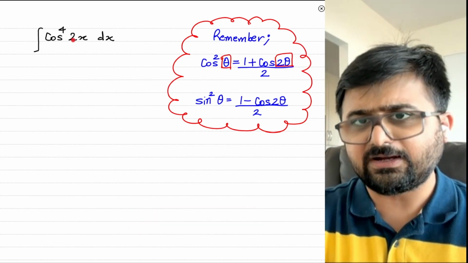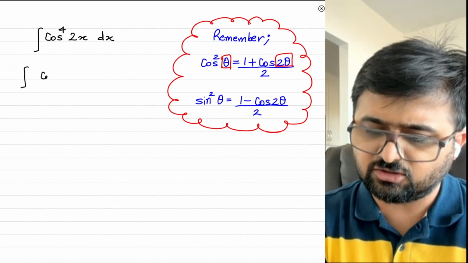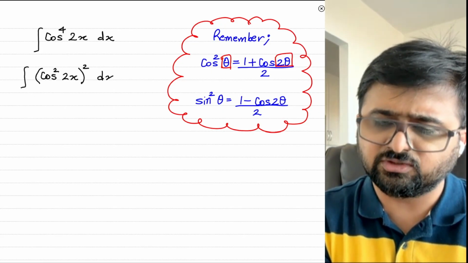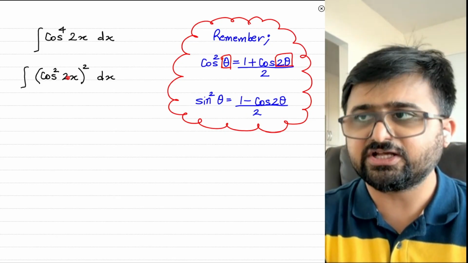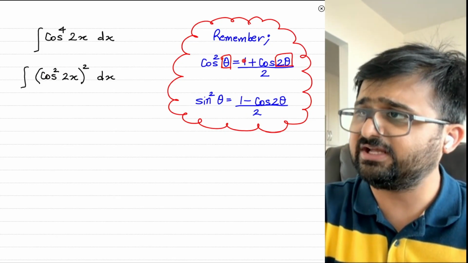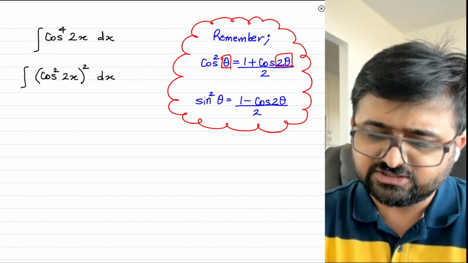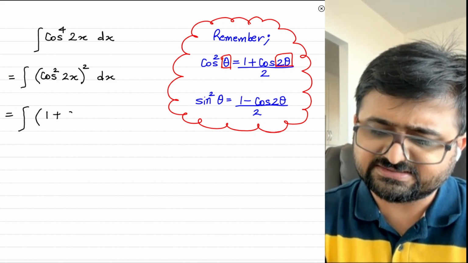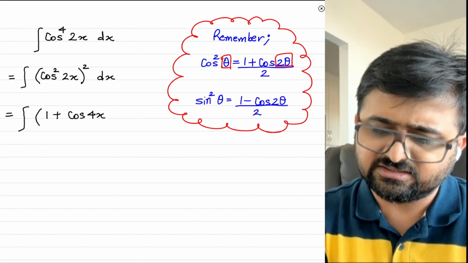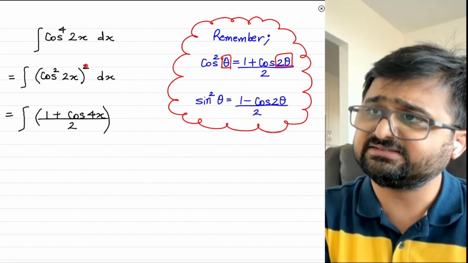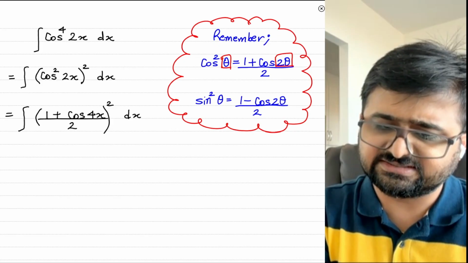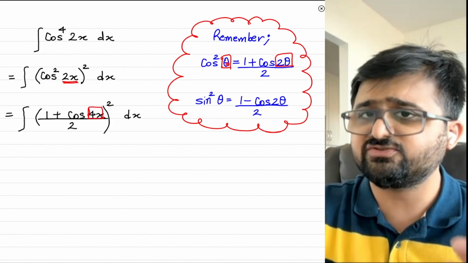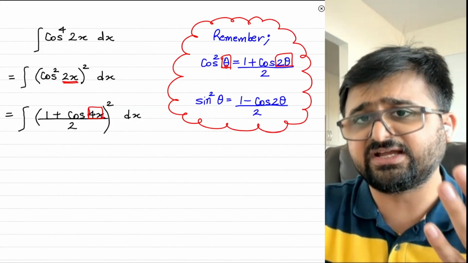Now cos⁴2x can be written as (cos²2x) the whole square, by the rule of exponents. Then I can apply the power reduction formula on that cos²2x, which is 1 plus cos 2 theta divided by 2. So this is going to look like the integral of ((1 plus cos 4x) divided by 2), the whole square, with respect to x. Notice that the angle 2x gets converted to angle 4x because this power reduction formula also converts the angle to double. Theta gets converted to 2 theta.